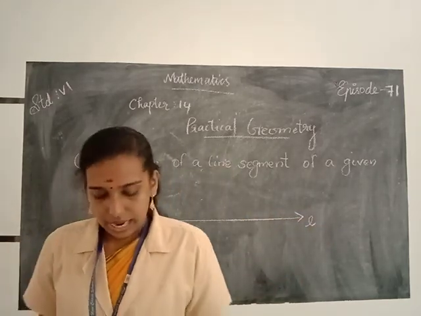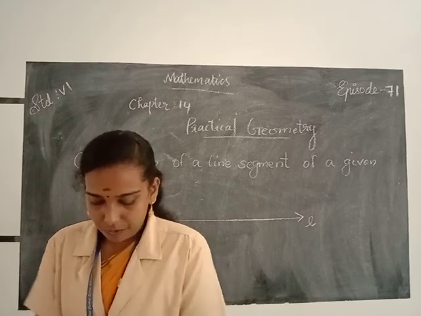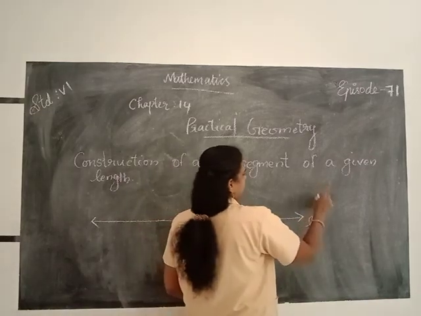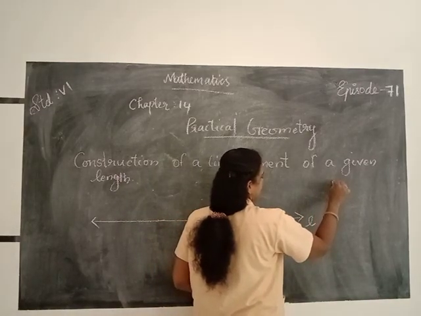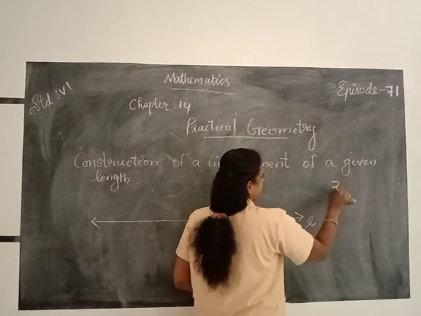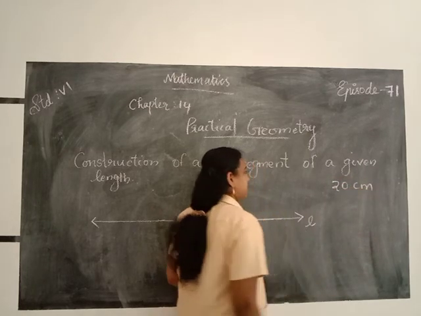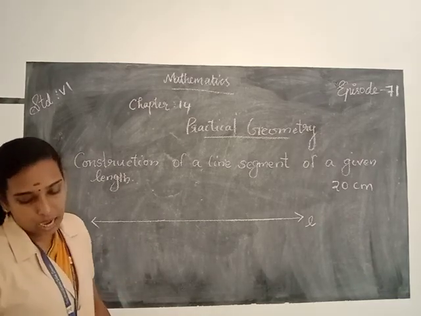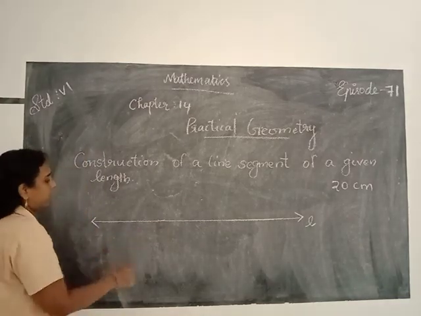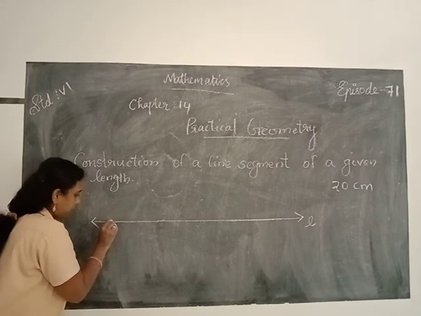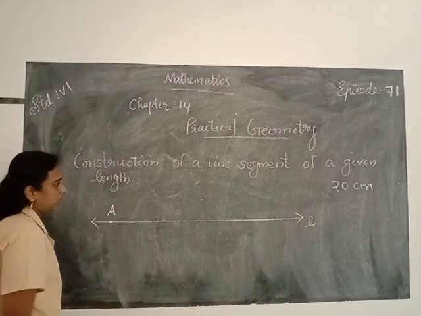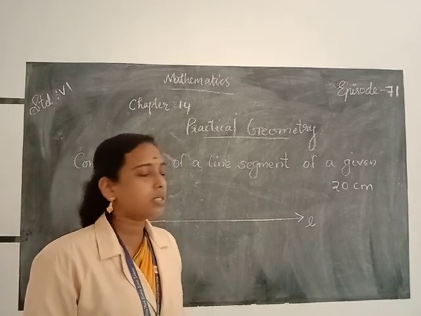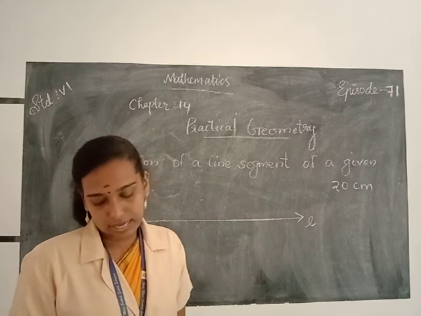If you want to draw a line segment of length 20 centimeters, first you draw a line, then mark a point A on the line. Here is the point A. And from A, you want to draw a line segment of length 20 centimeters.